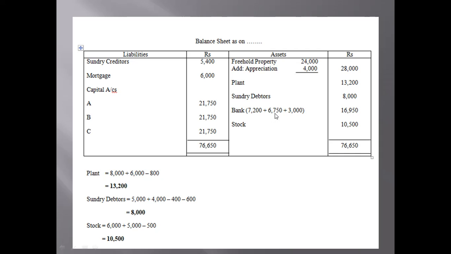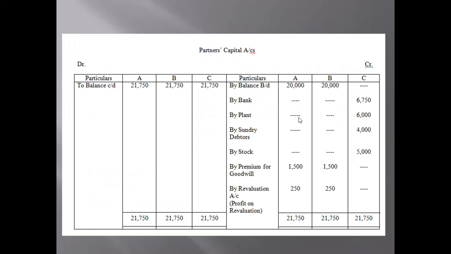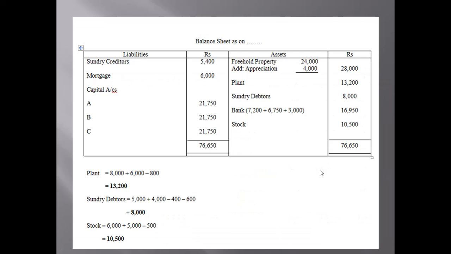So write the amount 6750, plus he is bringing premium for goodwill as well, which was distributed between A and B in the ratio of 1:1. So C is bringing 6750 plus 3,000. That is why we have in bank 7,200 plus 6750 plus 3,000, totaling rupees 16,950.